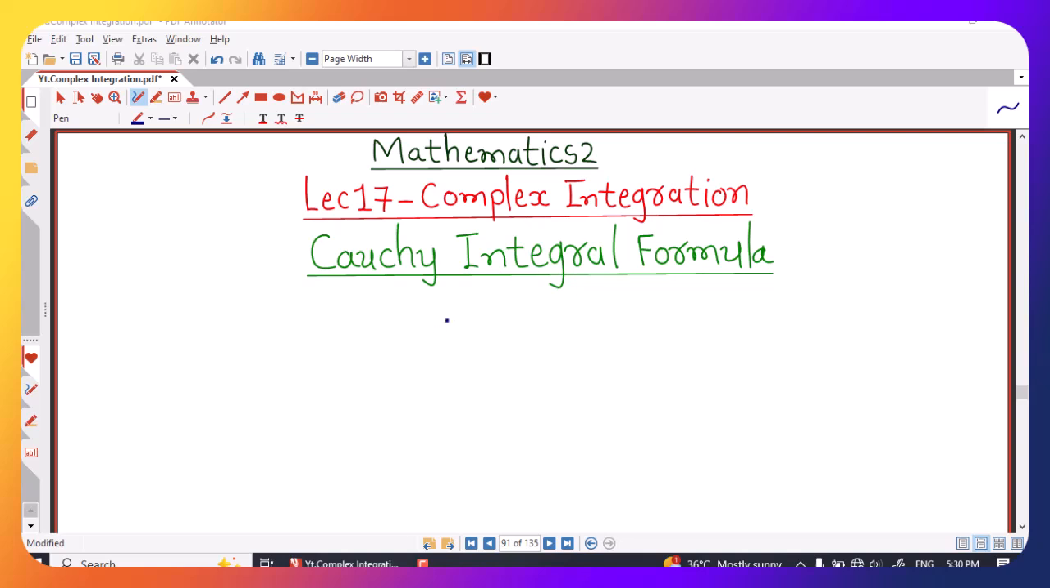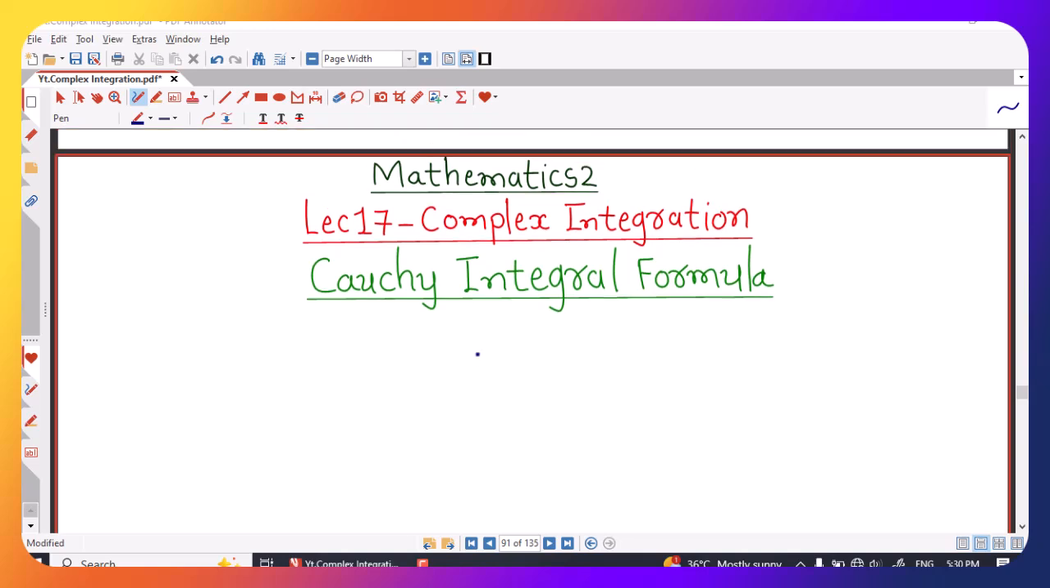Hello friends, I welcome you in lecture number 17 on complex integration. In this lecture we are going to discuss Cauchy integral formula. We will see how we can use Cauchy integral formula in evaluation of certain types of contour integrals. So first we understand what is Cauchy integral formula.